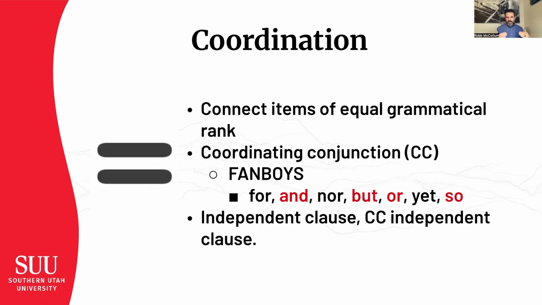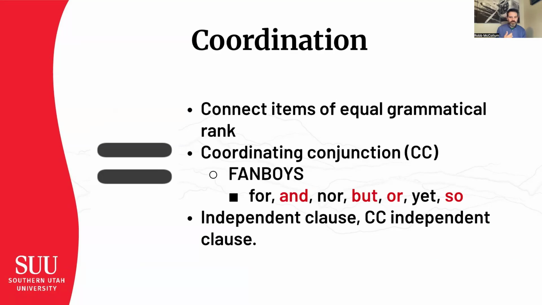Coordination means to connect items of equal grammatical rank. And in the case of this video, we're going to talk about that equal grammatical rank being independent sentences. So sentences that can both function on their own independently, but combining them. And the way we combine them is using a comma and then a coordinating conjunction.